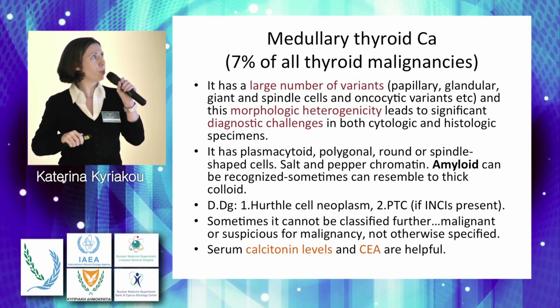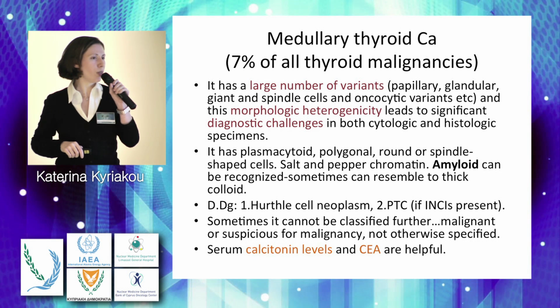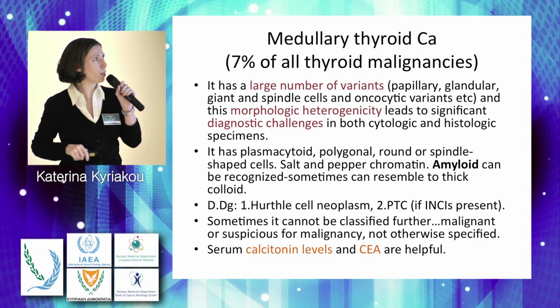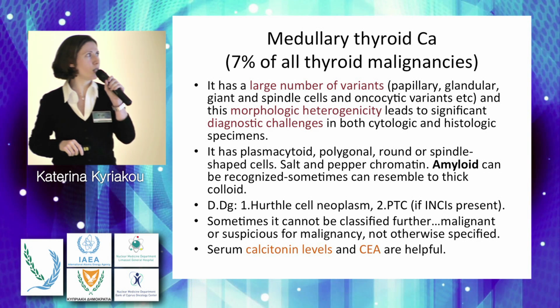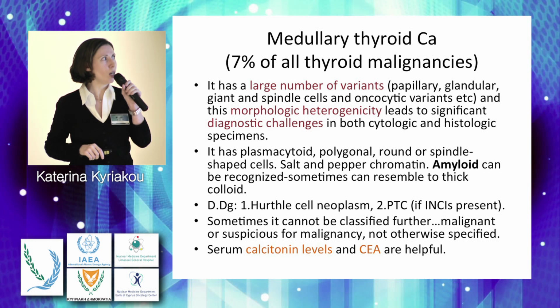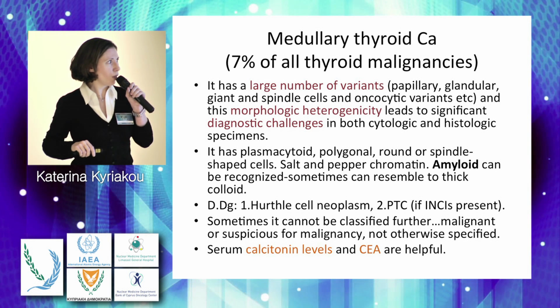A few words about medullary thyroid CA. It is a rare malignancy of the thyroid, about 7% of the thyroid malignancies. It has a large number of variants, so this morphologic heterogeneity leads to significant diagnostic challenges in both cytologic and histologic specimens. It has plasmacytoid, polygonal, spindle-shaped cells, and the salt and pepper chromatin is very characteristic. Amyloid can be recognized, but sometimes it can be confused with thick colloid, so it's very difficult to diagnose.